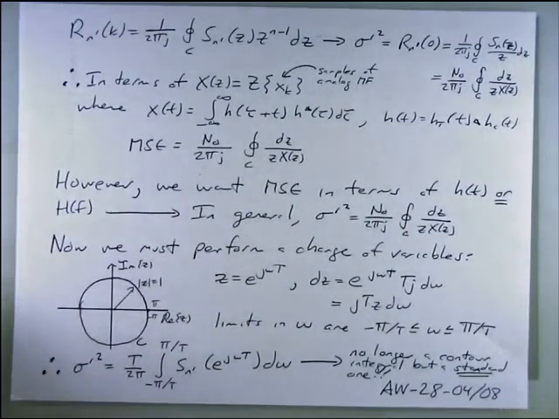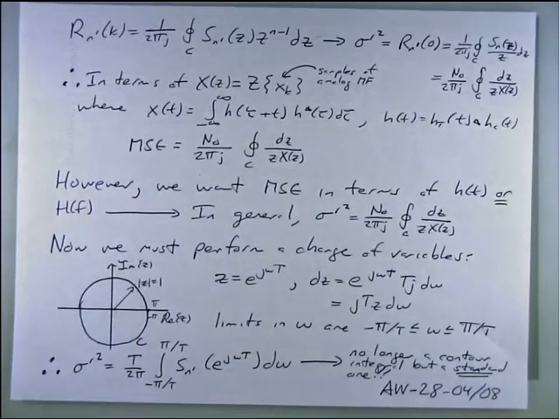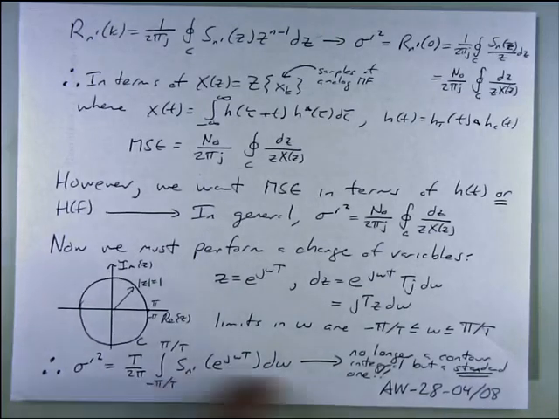So when we expand everything out, we do a change of variables. We let z equal e to the j omega big T. The derivative of z is equal to e to the j omega T times j T d omega, which simplifies. Before, we basically had the entire circle; we do a change of variables across everything, and it turns out that this is our expression. And if you notice, this is no longer a contour integral.